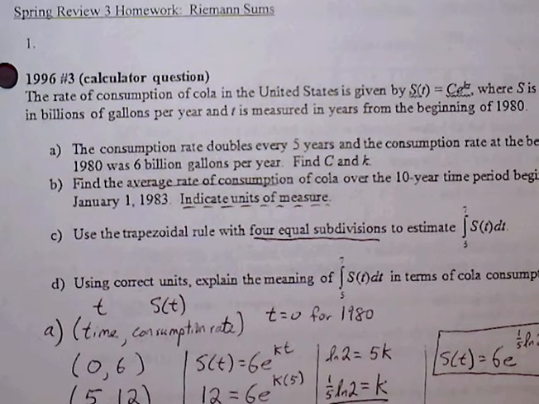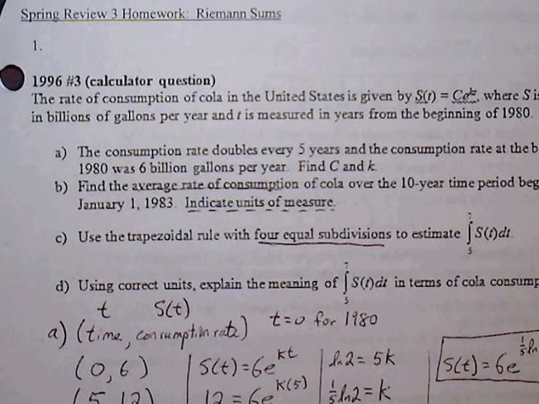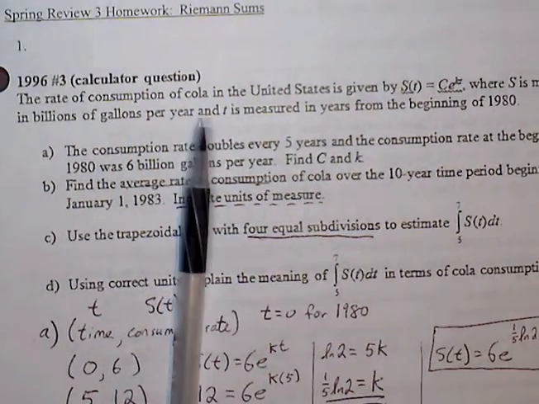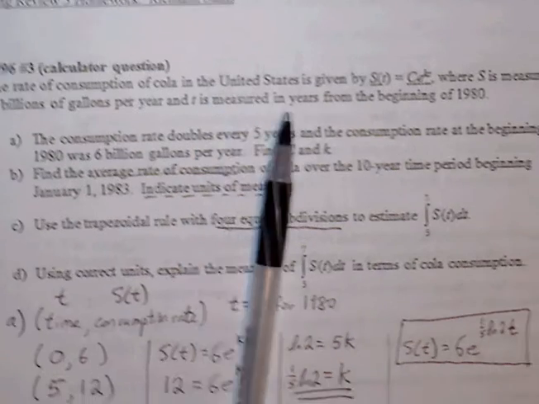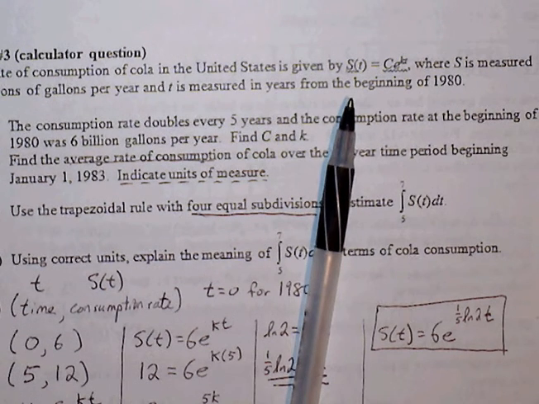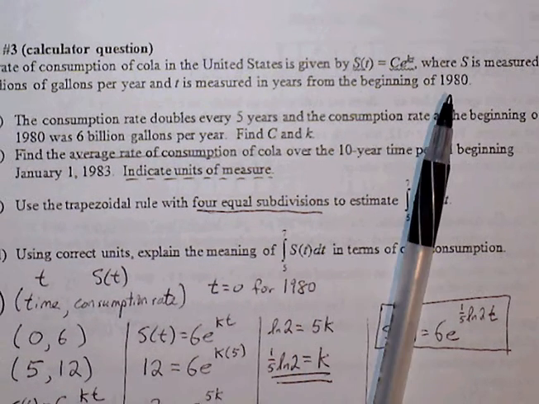This is Spring Review 3's homework on Riemann sums. Let's look at the first free response here. This is from 1996, number 3. The rate of consumption of cola in the U.S. is given by S of t equals C e to the kt, where S is measured in billions of gallons per year and t is measured in years from the beginning of 1980.